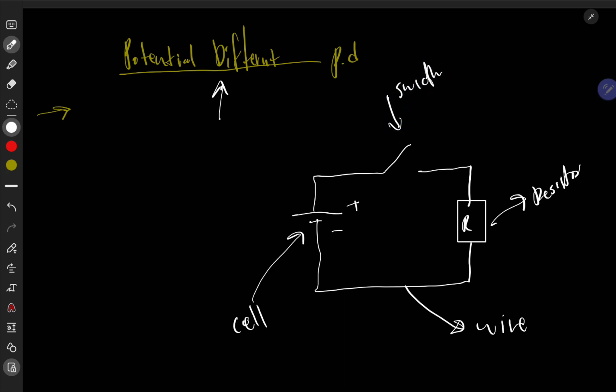And this is the switch. The switch is like your tap or some sort of valve. If it is open, there will be no charge going around the circuit because it's open. But when it's closed, the charge can move and everything can happen. If there was a bulb here, it would switch on if the circuit is closed.